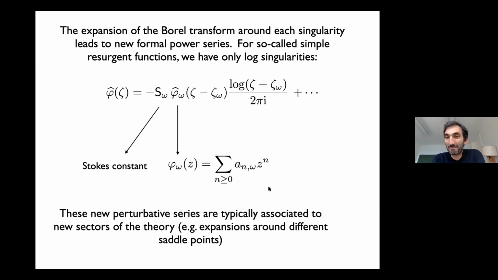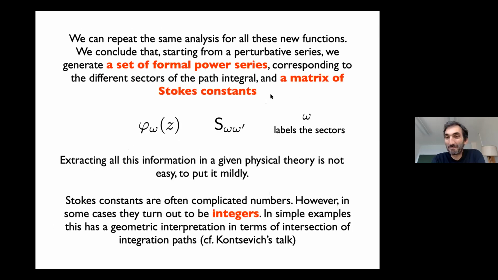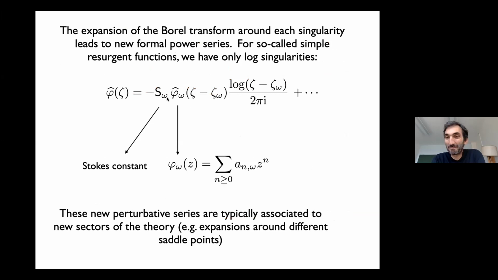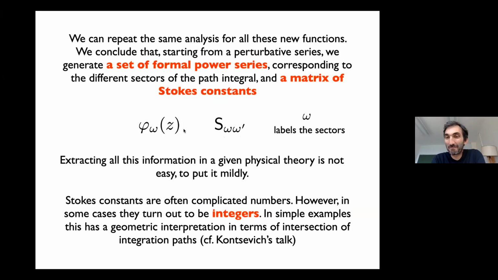So when you do this procedure, you will generate a set of formal power series associated to a given theory. This is what I just mentioned before. So you will get a set of formal power series, maybe an infinite set, and you will find also a matrix of Stokes constants associated to all these series. Remember that the Stokes constants appear, in a sense, as the proportionality constants between one series and the other as you expand around different singular points. So the end result of this is that the resurgent structure of a given theory will be given by a family of formal power series and a matrix of Stokes constants.